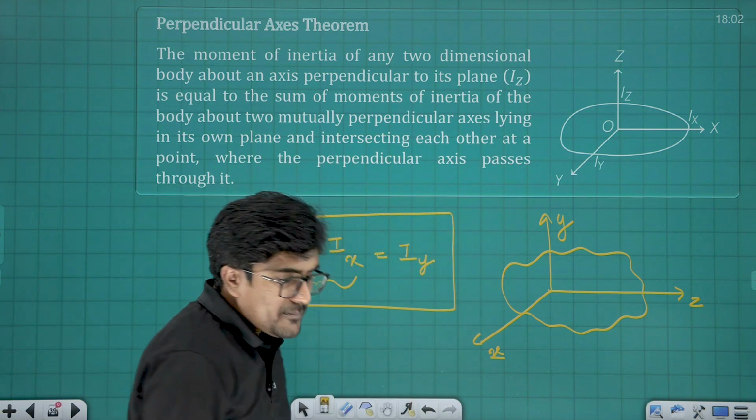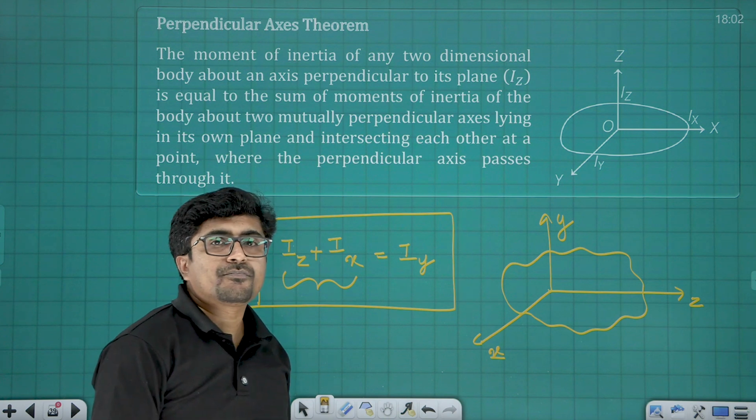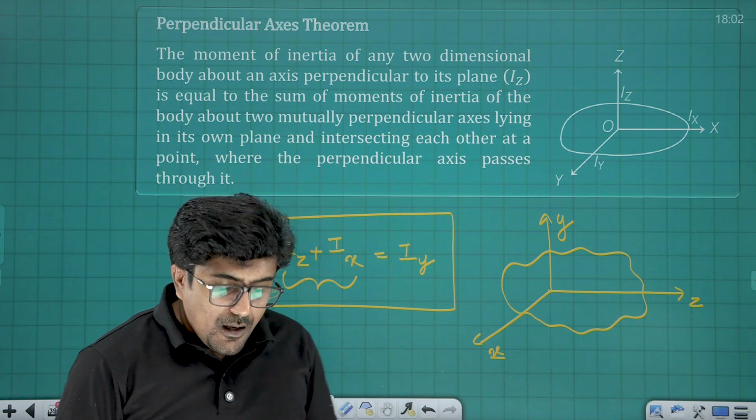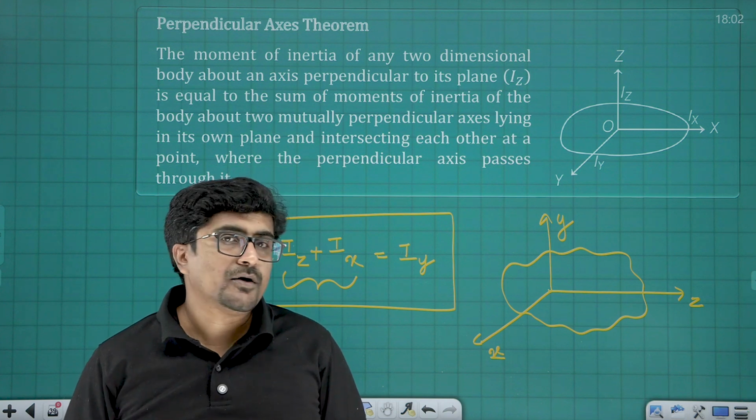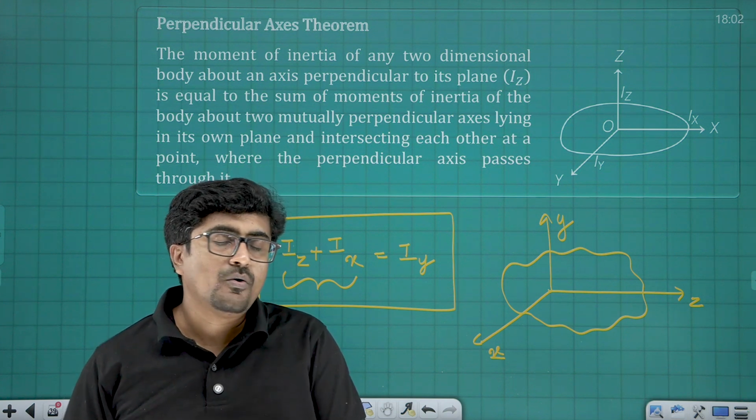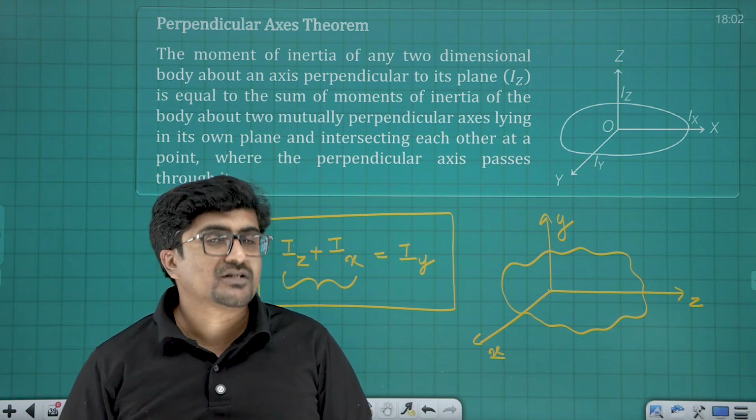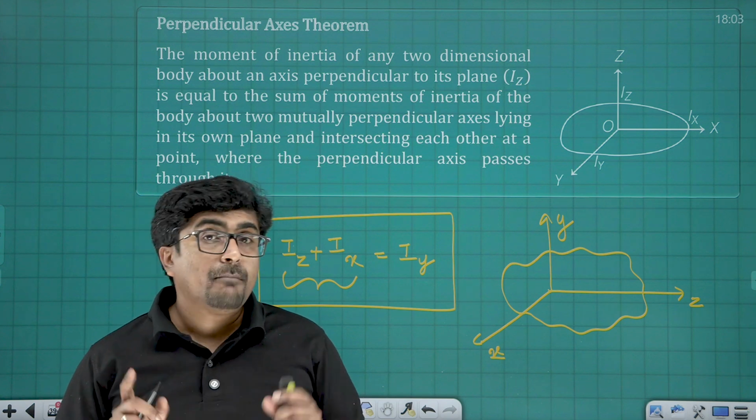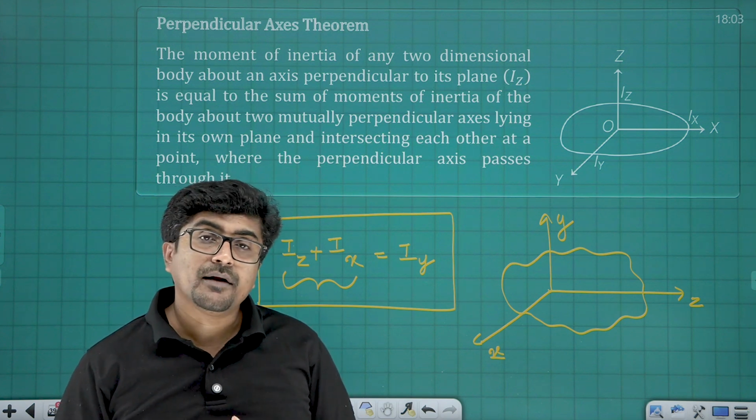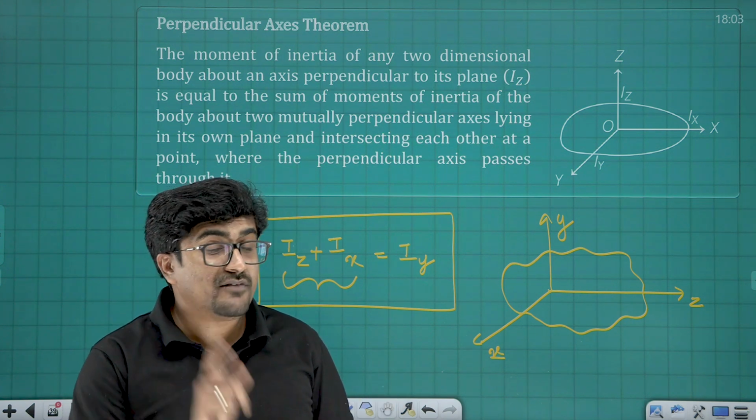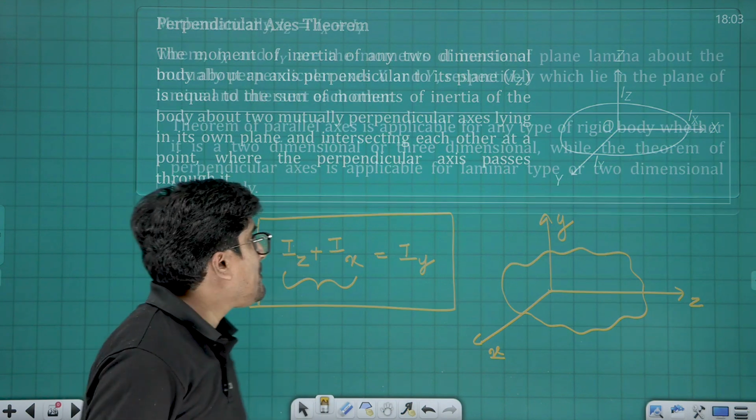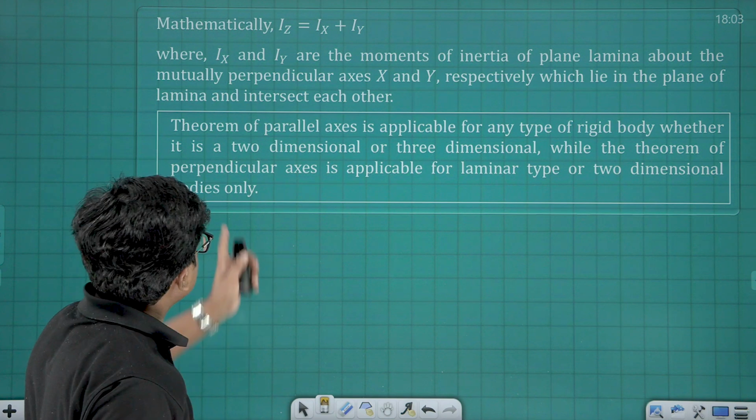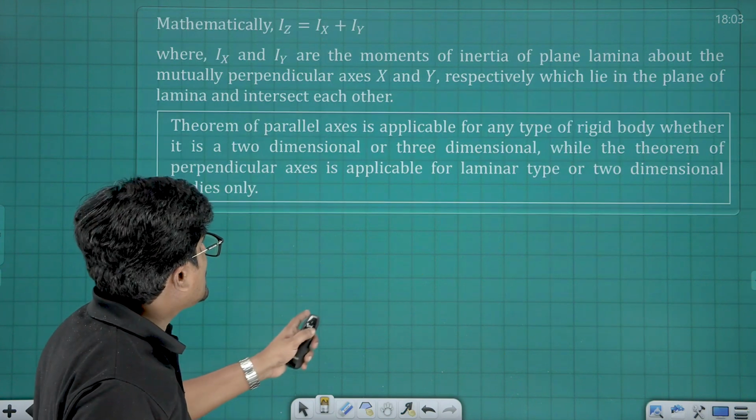Something very, very important I want to tell you: the perpendicular axis theorem is not applicable in all cases. It is applicable only in the case of a two-dimensional mass distribution. But the parallel axis theorem is applicable in all cases. That is very, very important. Never forget that. Next one is the same thing, the mathematical relation of this one.